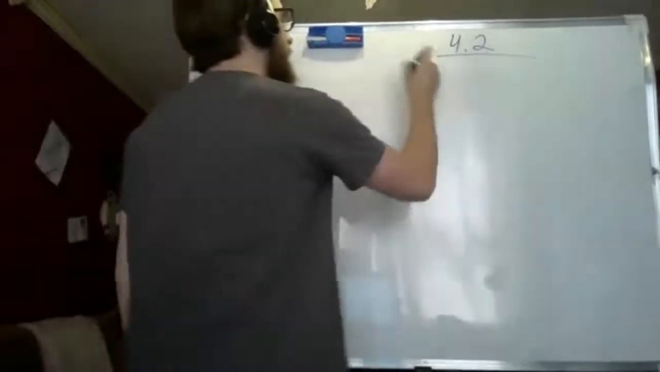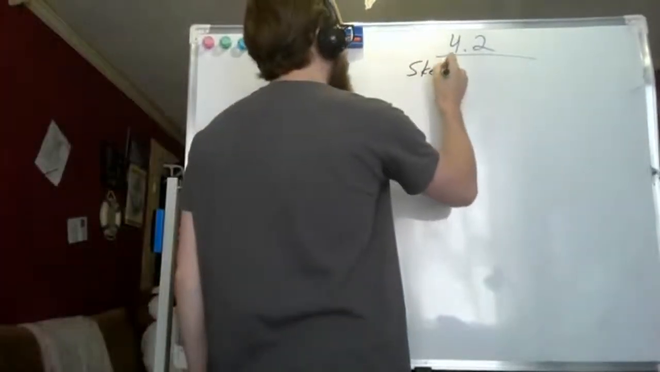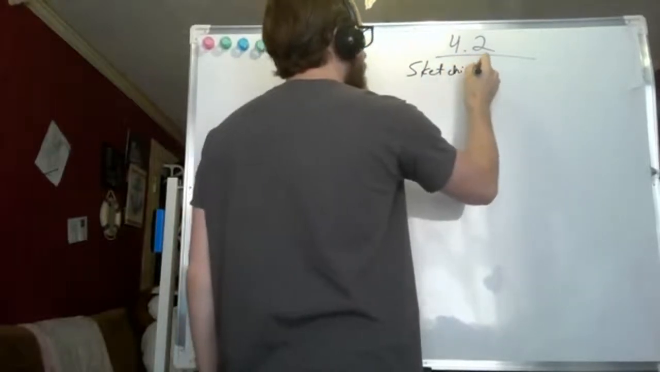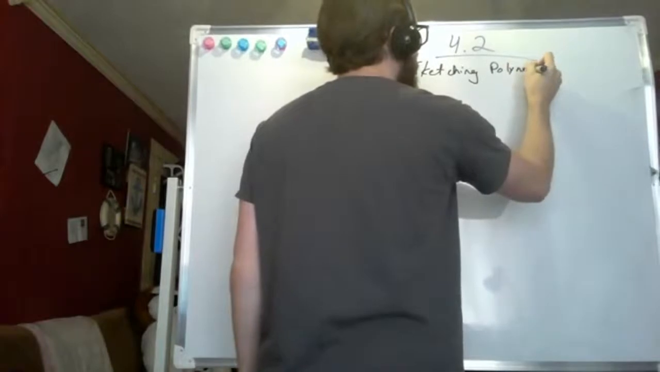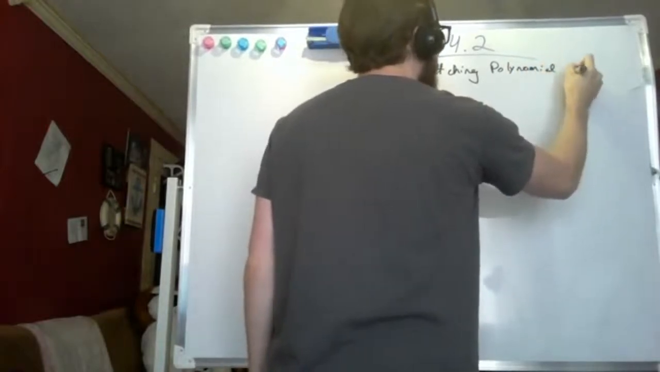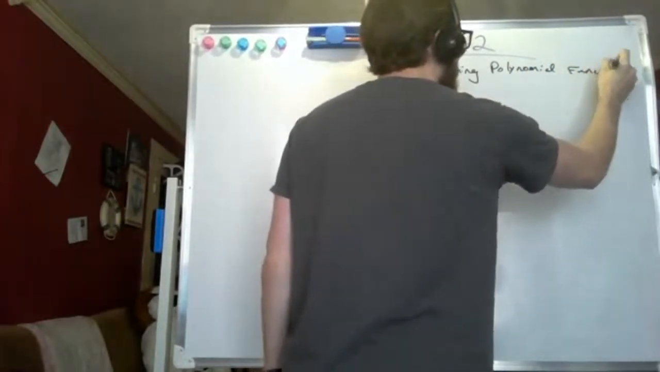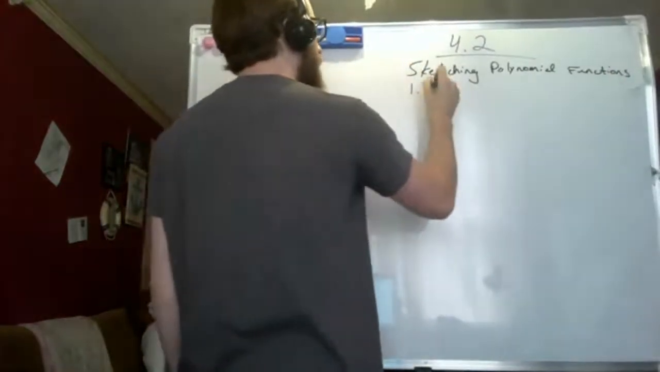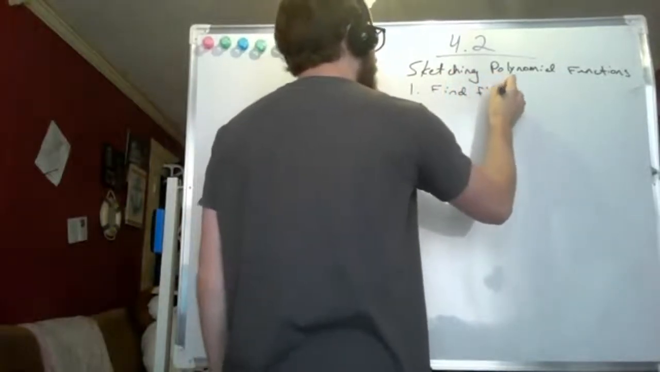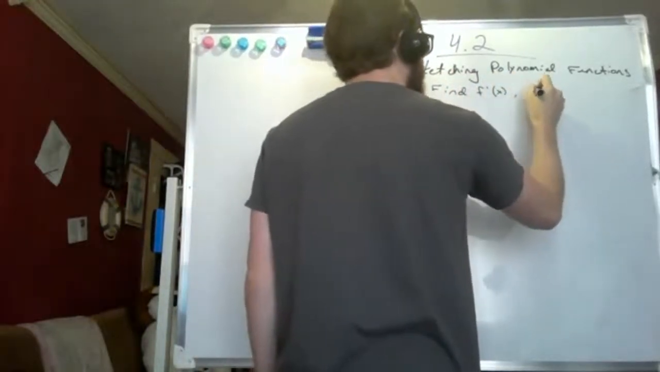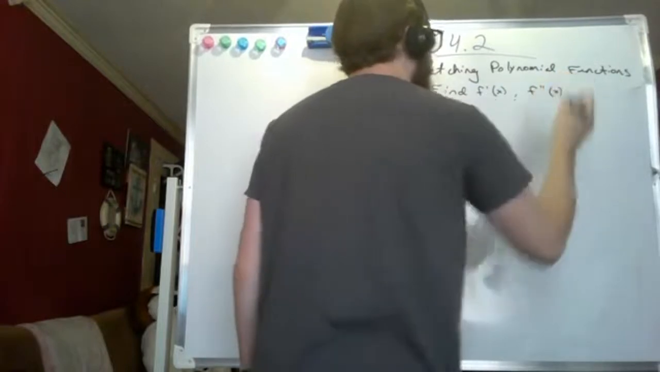So, sketching polynomial functions. So, step one, what do we do? Well, you need to find f prime of x and f double prime of x.